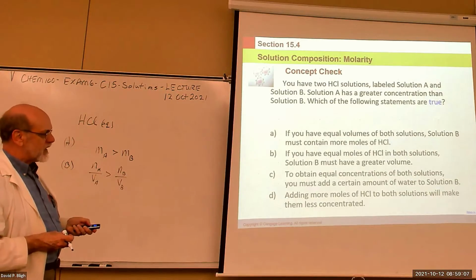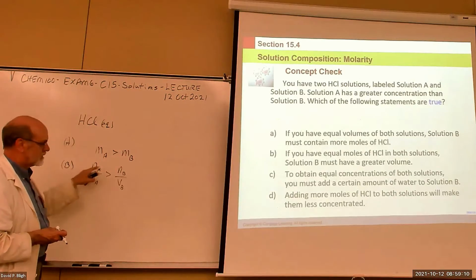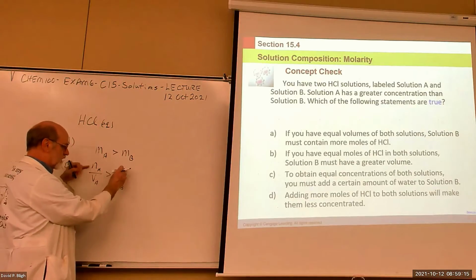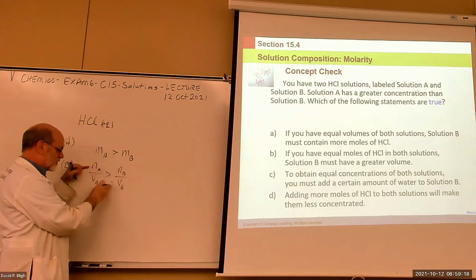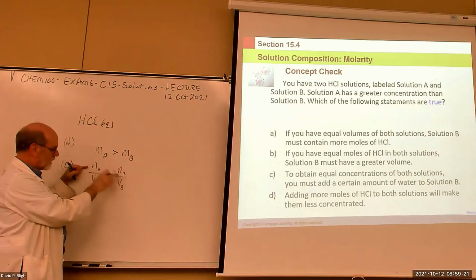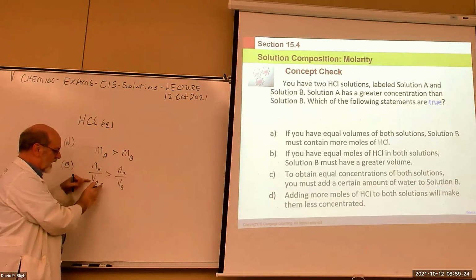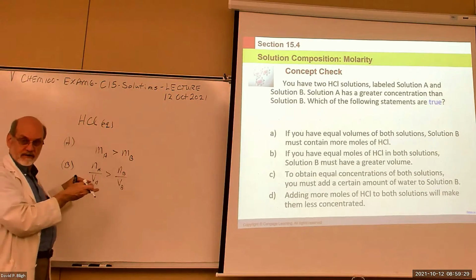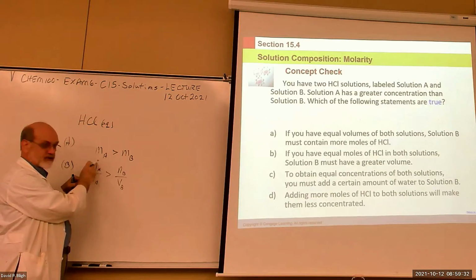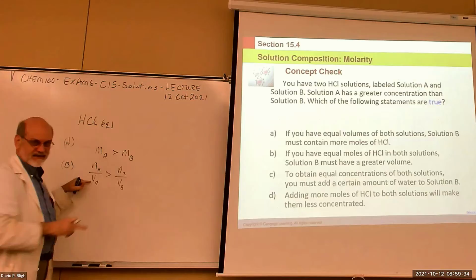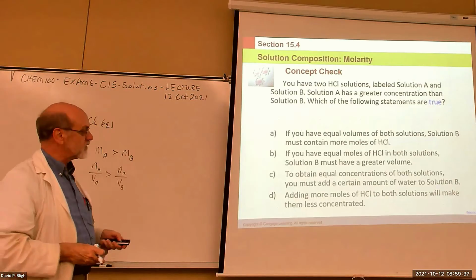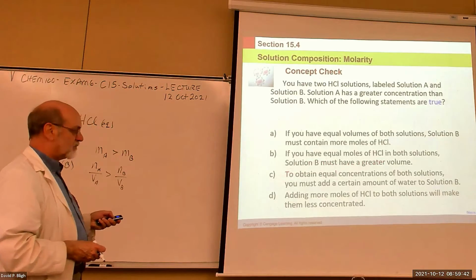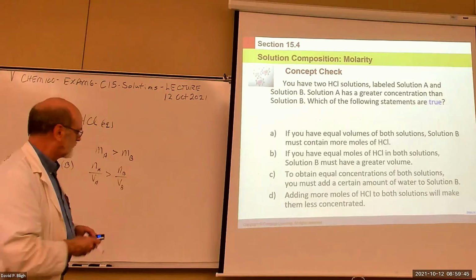If you have equal moles of these two, solution B has a greater volume. If these are equal, then these terms get bigger. If those are equal, they get bigger by this one, A being smaller. It's the quotient that matters. If this is smaller, that term gets bigger. So the volume of A is less than the volume of B if the moles are equal. Yes, B does have a greater volume. So B is true.